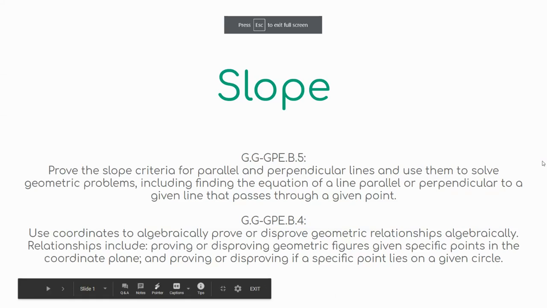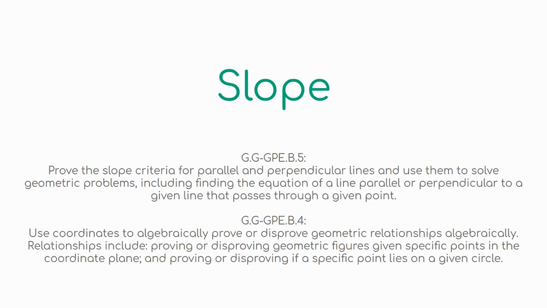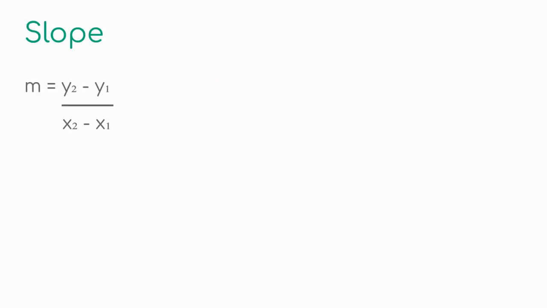Everyone, it's Miss O'Donnell. So today we're going to talk about slope, but we're going to talk about it more in terms of your project. So we learned our slope formula, which is m equals y2 minus y1 over x2 minus x1, where x1, y1, and x2, y2 are 2 points on your line.